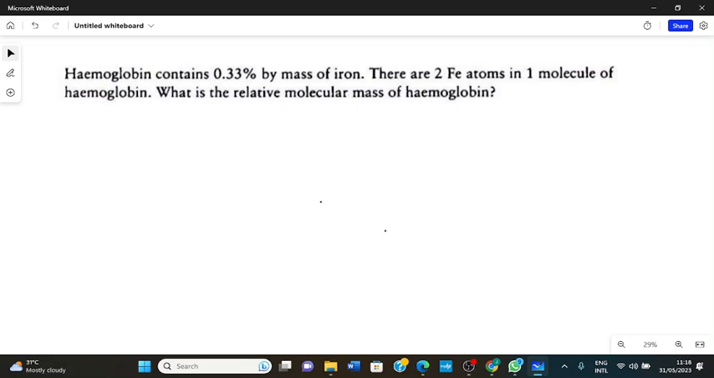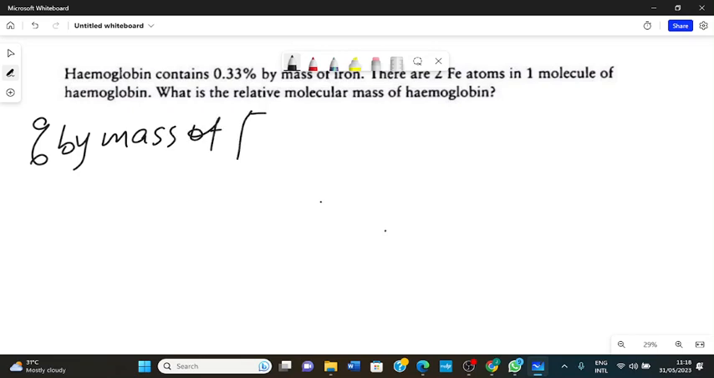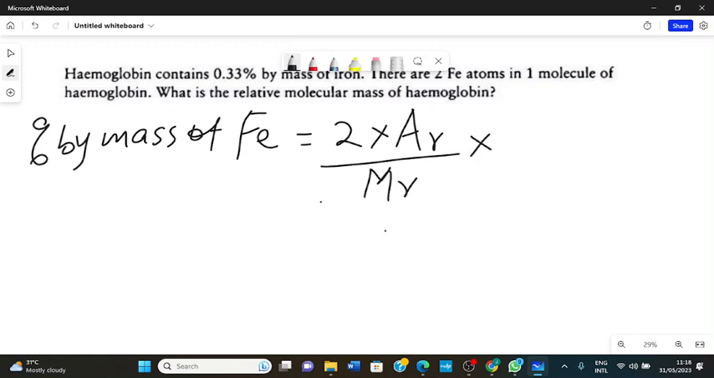Hemoglobin. So we have to apply the same principle, the same formula. All we have to do is to make the relative molecular mass the subject of the formula. Then we are on our way to calculate the relative molecular mass of what? Hemoglobin. So using the formula, percentage composition by mass of iron is equal to what? 2 times the relative atomic mass of iron, since we have 2, divided by the molar mass of what? Hemoglobin, times what? 100 over 1.